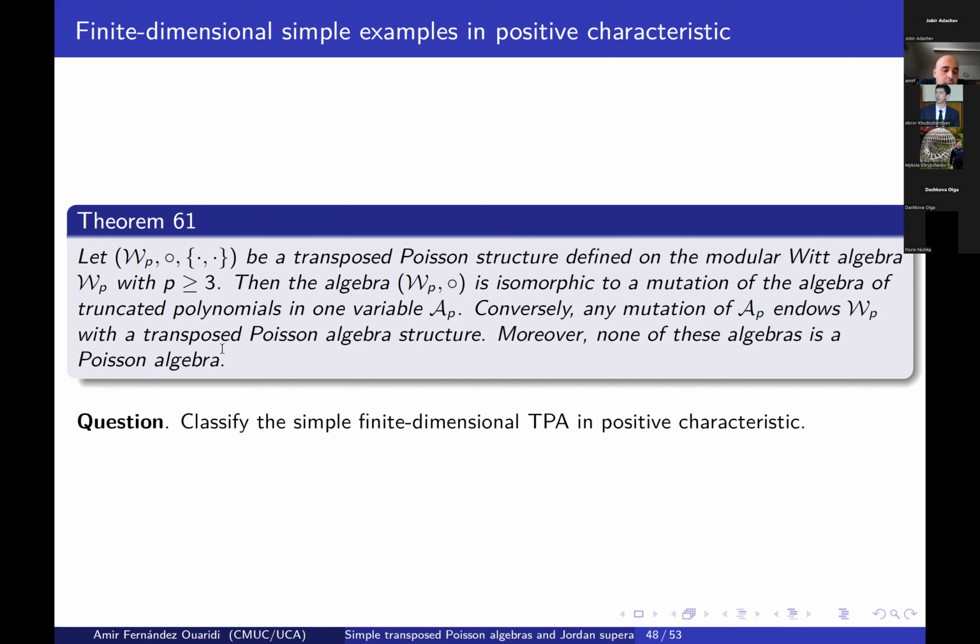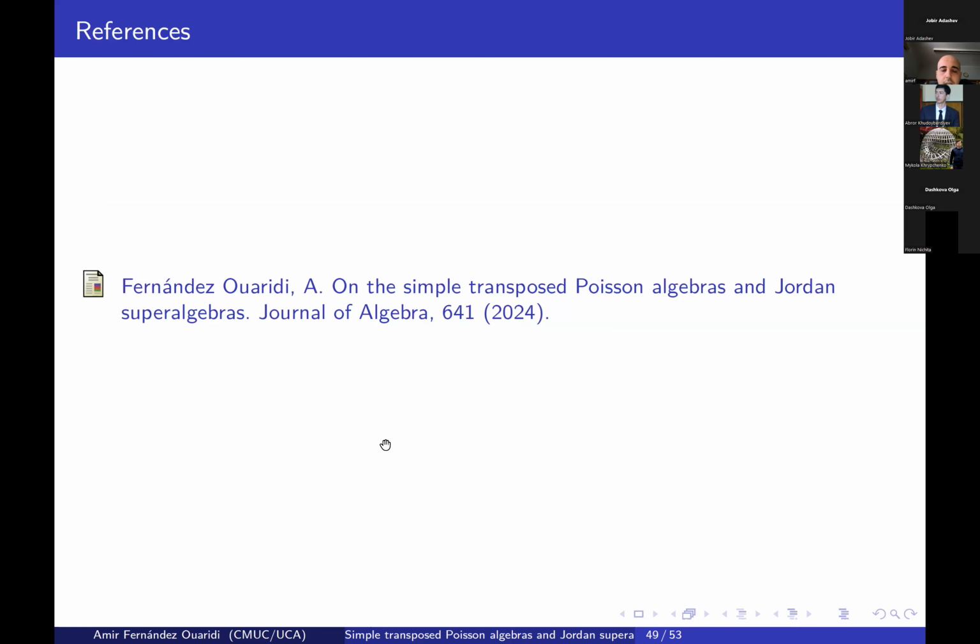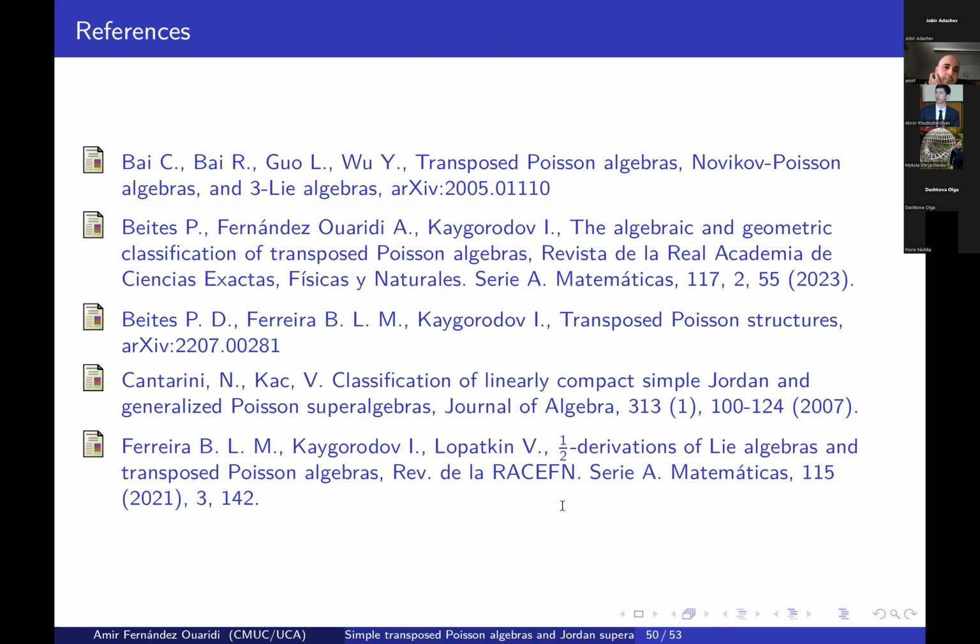So this theorem gives us an example of a finite-dimensional simple transposed Poisson algebra for any characteristic. Okay, and it motivates the following question, which is to classify simple finite-dimensional transposed Poisson algebras in positive characteristic. And this talk is based on this paper, and these are some references.